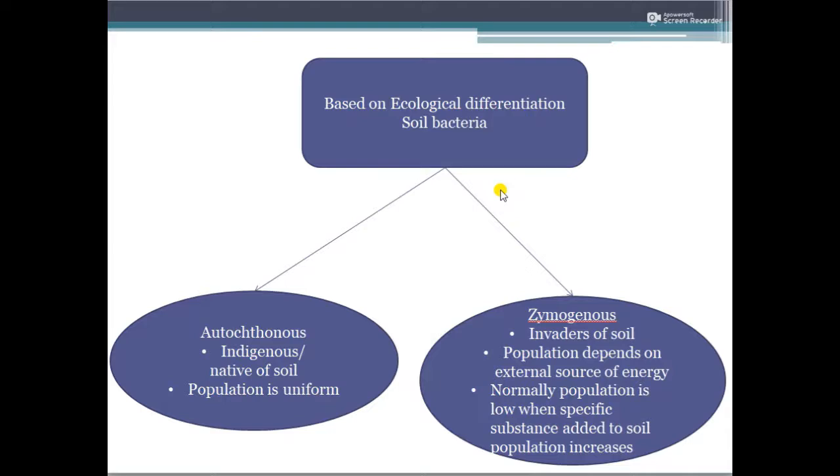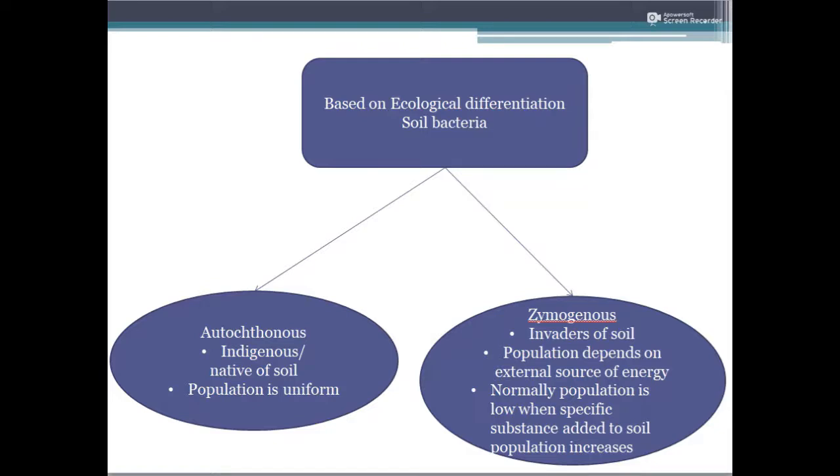So they are mainly considered to be invaders of the soil. That is, normally they are not present in such a high concentration or population density. When they get something other than the normal situation, or when an external source of energy is given, their population increases. So I think you got the difference between zymogenous bacteria and autochthonous bacteria. This term is important because in most situations you come across zymogenous bacteria.